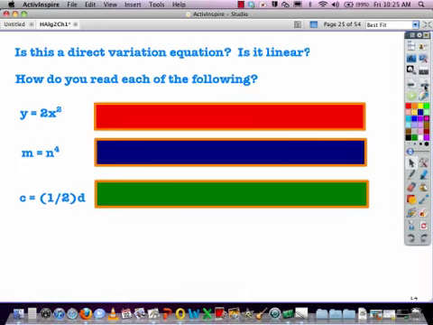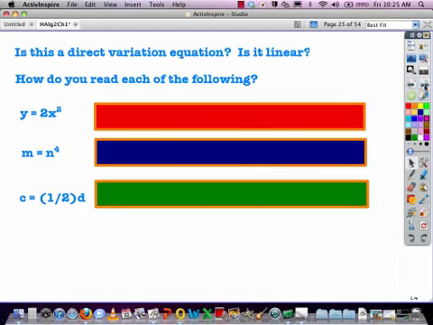So first question is going to be just with these three equations, which of them is a direct variation equation and which of them is linear? Because linear meant it was to the power of 1, where all our direct variation equations do not need to be to the power of 1. And then second question, how do you read each of the following? Read them for meaning. I'm going to read them by symbol form first here, and we'll help discuss the direct variation equation.